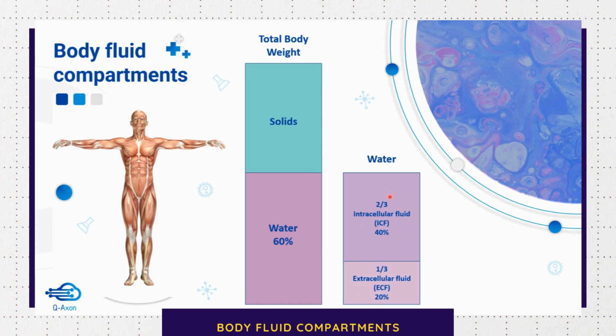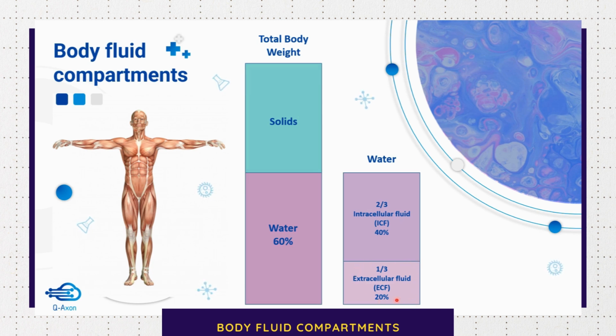But you see that 2/3 of the 60% of water is present inside the cells, as we discussed that there are around 100 trillion cells, isn't it? So more water is present inside the cells, while 1/3 is present outside the cells, which is the extracellular fluid. If we divide this percentage into 2/3 and 1/3, it becomes 40% ICF, intracellular fluid, while the rest 20% is ECF, that is the extracellular fluid.